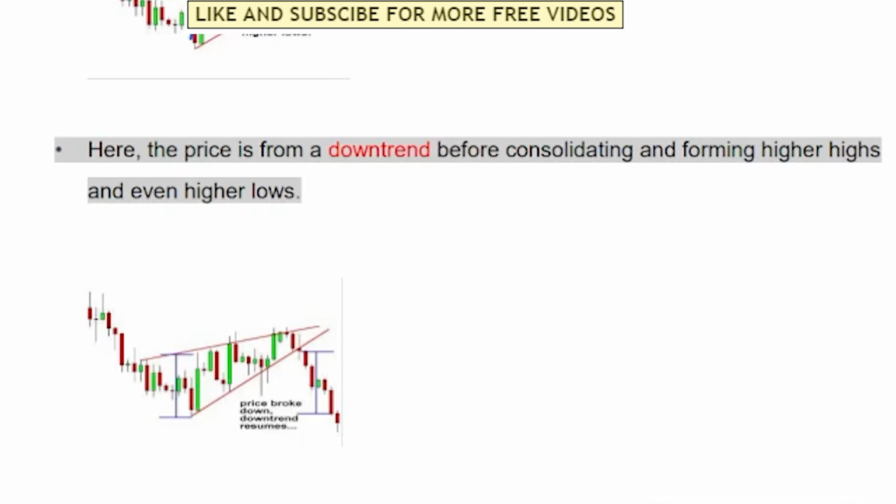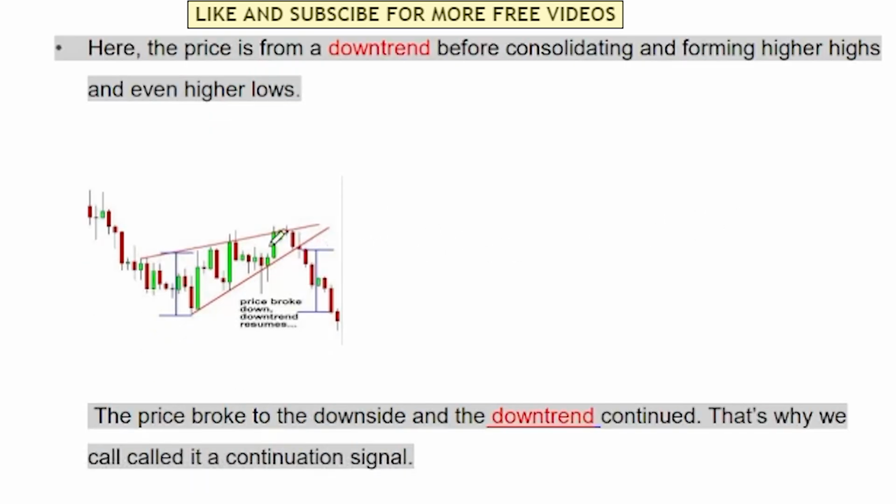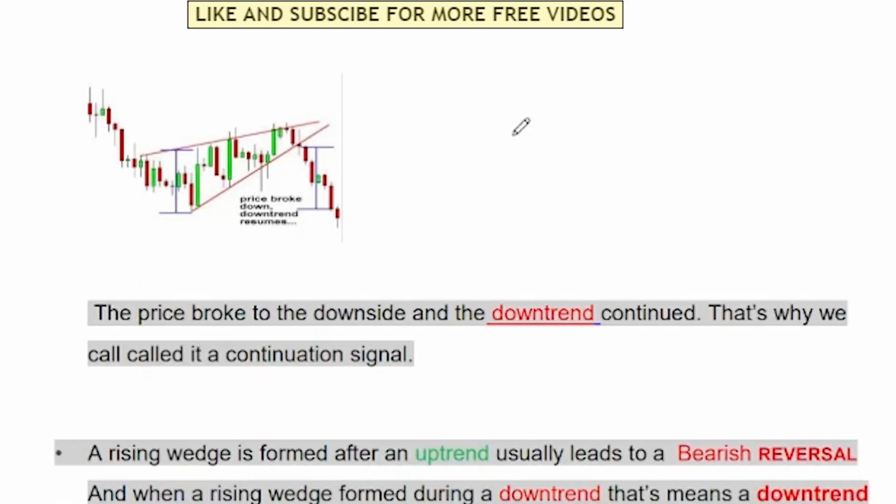Now we got a breakout from this area. If you are trading pairs like GBP USD, Euro USD, sometimes gold, those are my favorite pairs to use these chart patterns with, especially GBP USD. As you break down from this area, you're expecting the trend to continue downside. So the price broke to the downside and the downtrend continued.